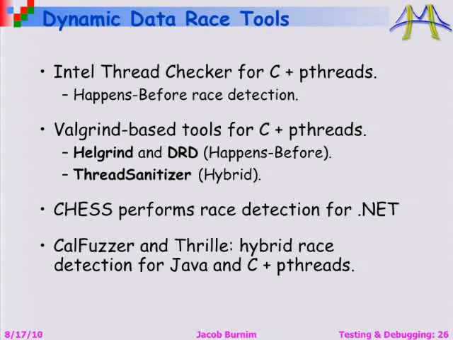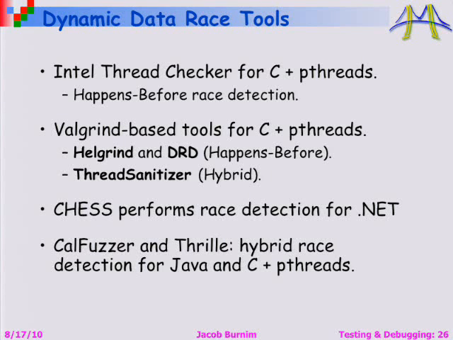Okay. So I'll just quickly list a number of tools that implement this kind of race detection. We heard yesterday about Intel Thread Checker, which I believe does happens-before race detection for code written with Pthreads, or any C or C++ based code that uses a synchronization library built on top of Pthreads, like TBB or OpenMP.